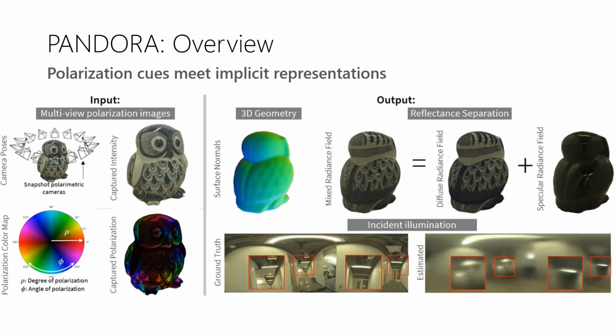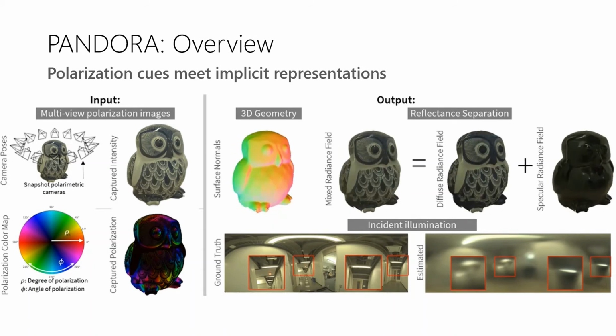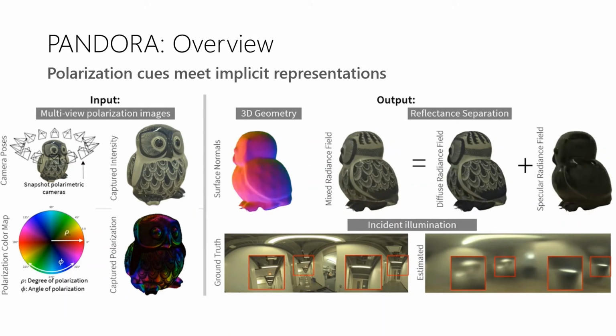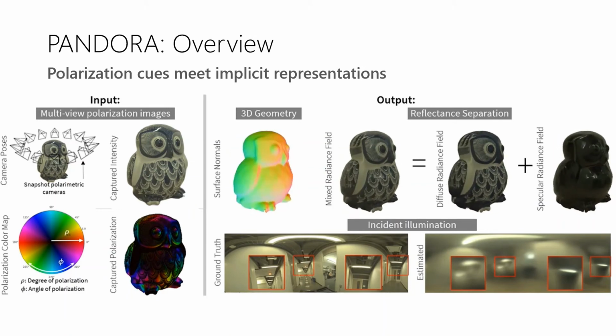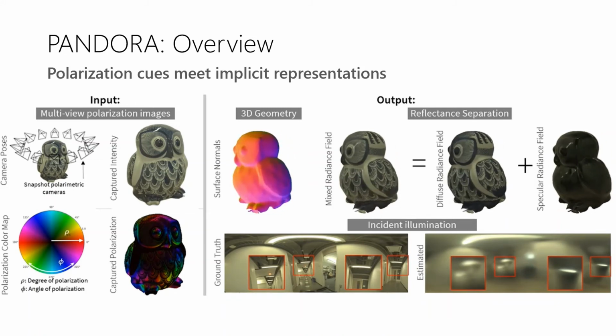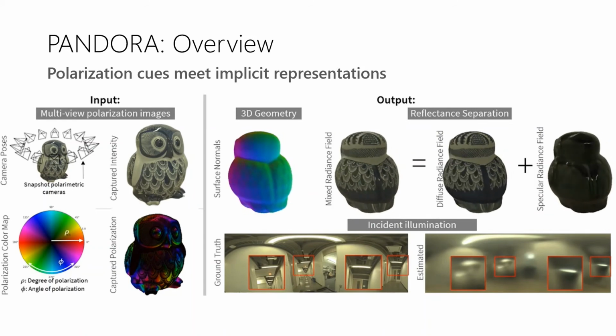We propose PANDORA, a polarimetric inverse rendering approach based on implicit representations. From multi-view polarization images of an object, PANDORA jointly extracts the object's geometry, separates the outgoing radiance into diffuse and specular, and estimates the illumination incident on the object.